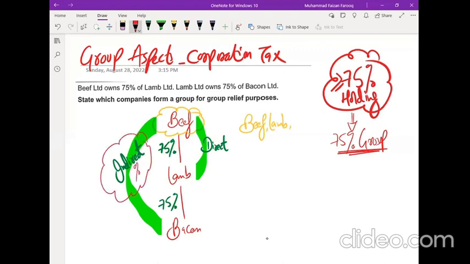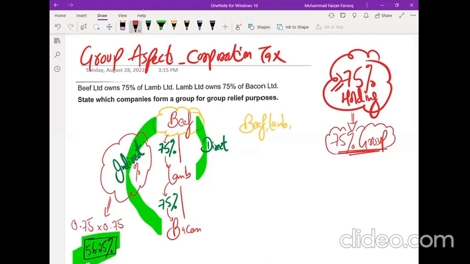How do we find the indirect holding percentage? Very easy formula. How much did Beef invest in Lamb? 75. And how much did Lamb invest in Bacon? 75. Multiply 0.75 by 0.75, then multiply by 100, and you will get a percentage. How much are you getting? 56.25. Is this acceptable for a 75% group? No, it's not, because we need 75.